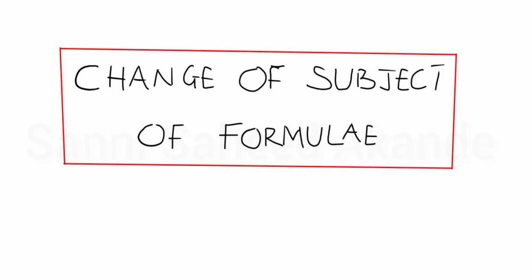The subject of a formula is the single variable that stands alone, and it is usually on the left hand side of the equation. To change the subject of a formula means to rearrange the equation so that a different variable stands alone at one side, and like I said earlier, usually on the left hand side. Is that okay? Let's take a look at some examples under change of subject of formula.